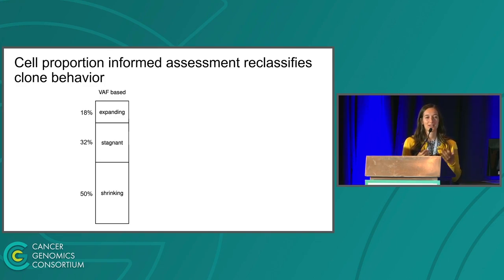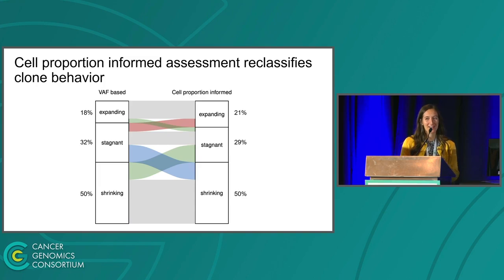Well, the way that risk is evaluated in clonal hematopoiesis is by classification of clone behavior. Clones can be classified as expanding, stagnant, or shrinking, with expanding being the most concerning. And so I calculated clone behavior for these patients just based on their VAF. And doing that, I had a distribution of risks. And then I recalculated their classification using a cell type informed metric.